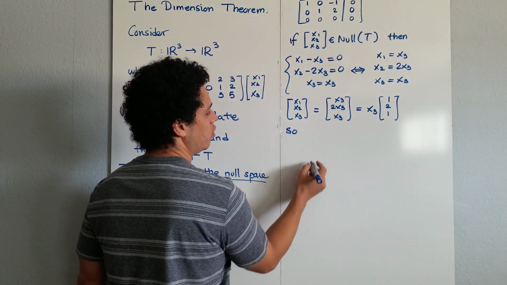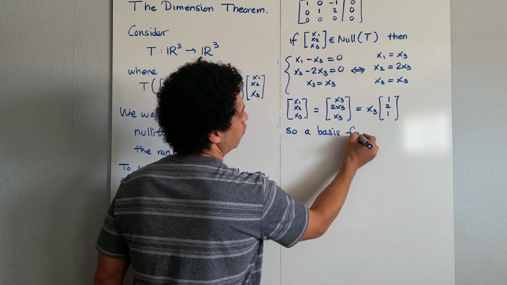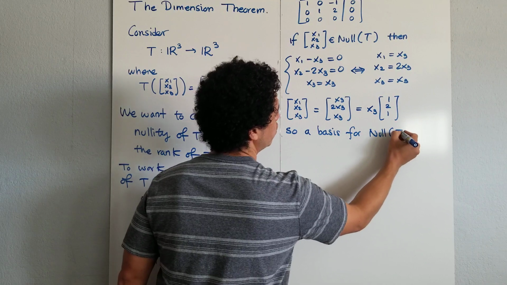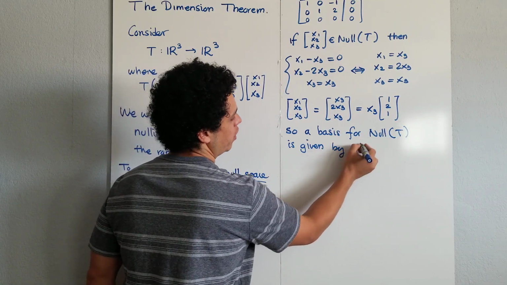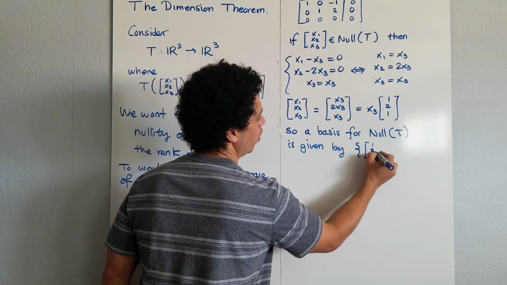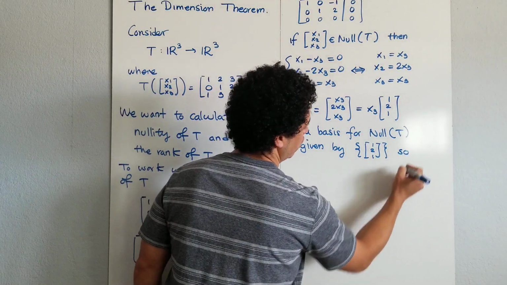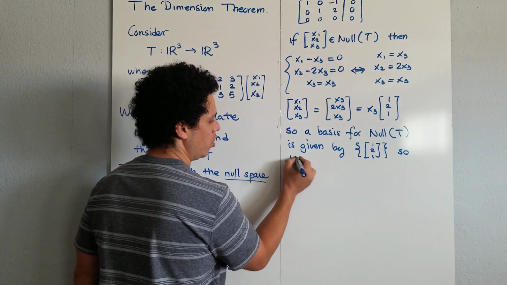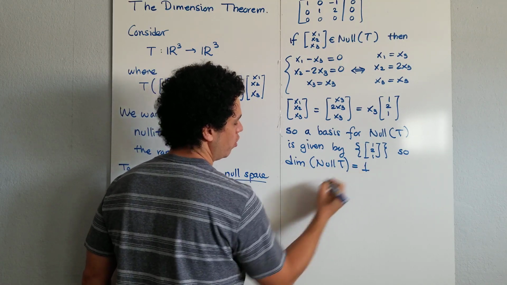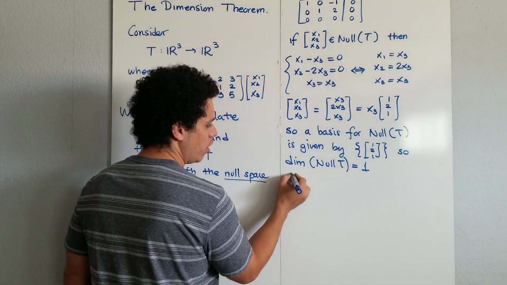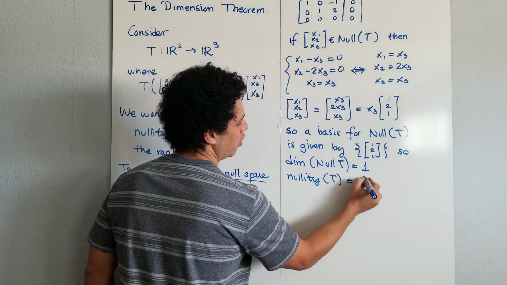So a basis for the null space of T is given by the set that contains the vector 1, 2, 1. Well, what is this saying? So the dimension of the null space of T is equal to 1. In other words, the nullity of T is 1.